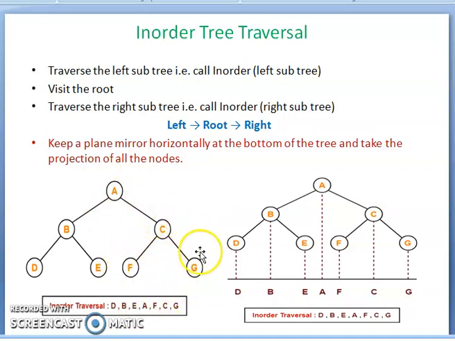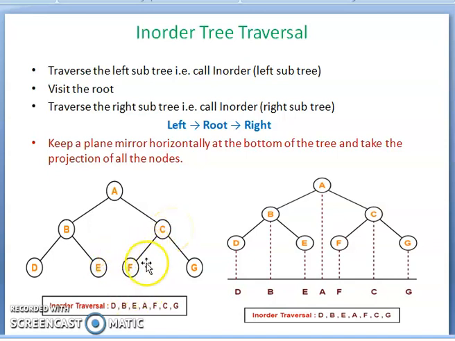What is the implementation of in-order? You keep left. Once you move to the left, is there any left subtree? There is no left subtree. Then visit F. After A, you visited F. There is no right subtree. Once this is over, then you visit C.